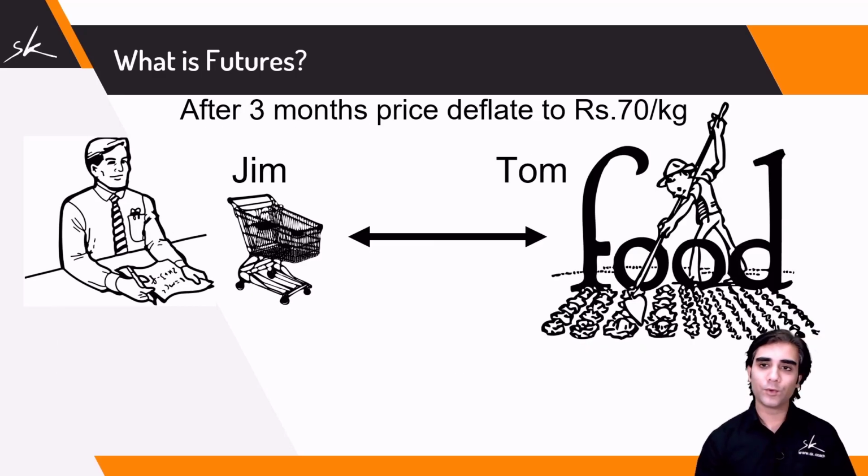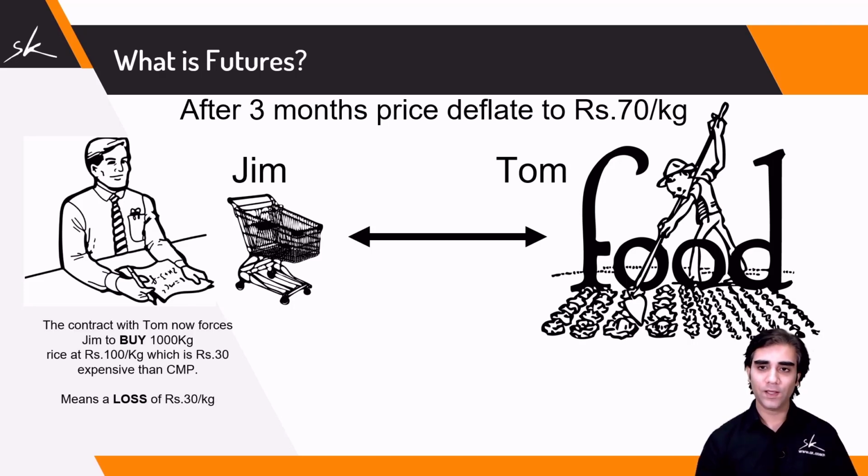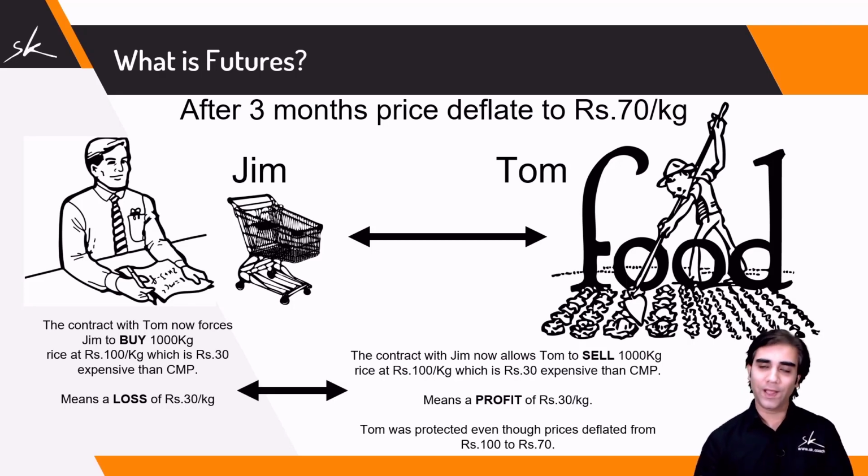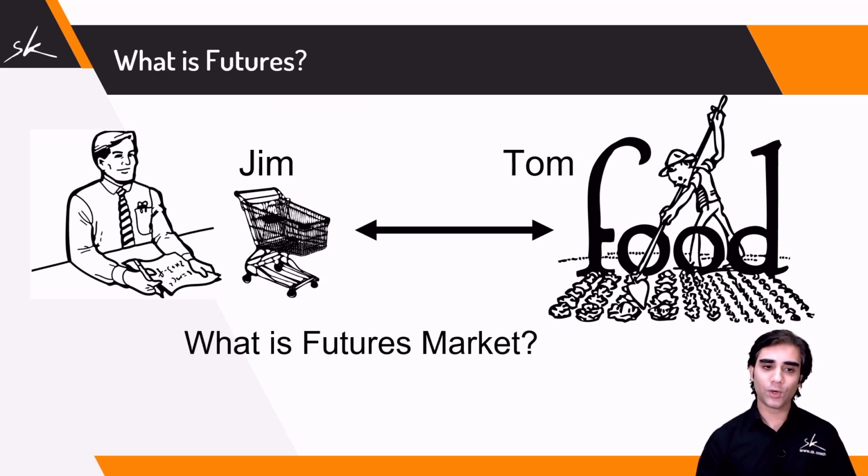Now the other thing could have also happened, that after 3 months the prices could have gone down to 70. So in this case, Jim would have been forced to buy at 100 and Tom would have sold at 100 rupees, thereby locking in that 30 rupees which he wanted to do initially when he was expecting the prices to go down. So this is how a futures contract works, and that is what a futures market is all about.